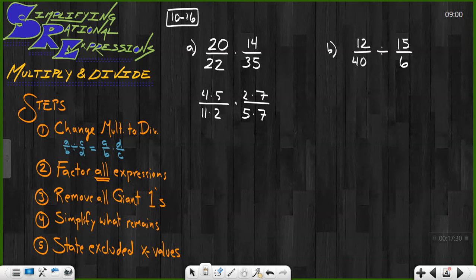All right, let's start canceling some things. I see I got a 2 and a 2, a 5 and a 5, a 7 and a 7, and I'm left with 4 over 11. No excluded values because there's no variable. Let's look at B.